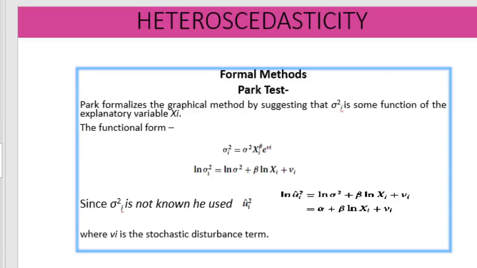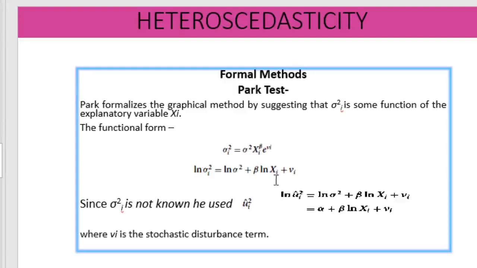Then some of the other methods are explained here. They are known as the formal tests. The first one is the Park test. Park formalizes the graphical method by suggesting that sigma i square is some function of the explanatory variable xi. That is, here the heteroscedastic variance is defined as follows in the Park test: sigma i square equal to sigma square xi raised to beta, e raised to vi.